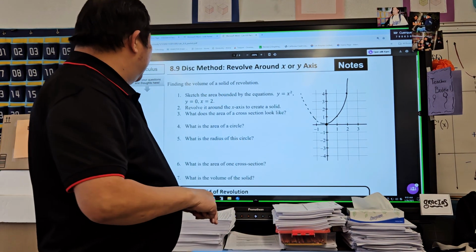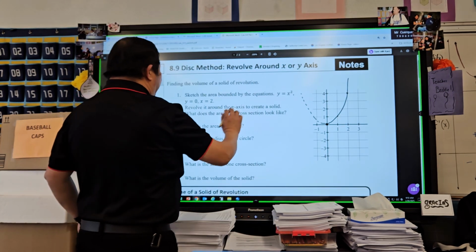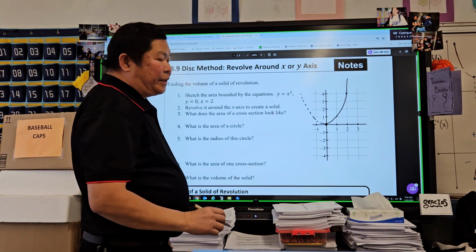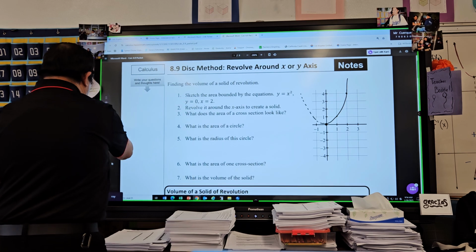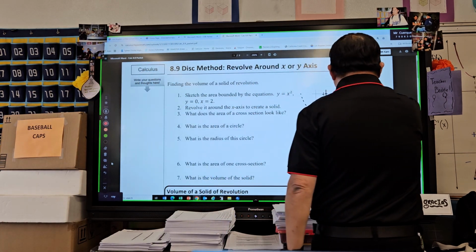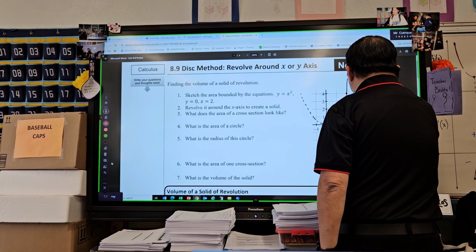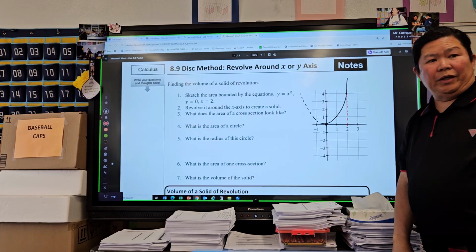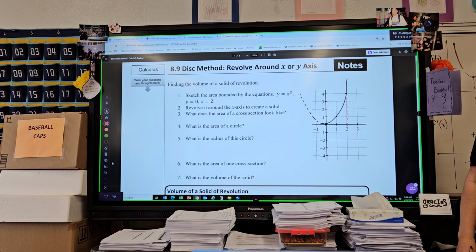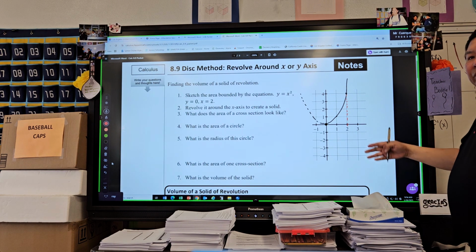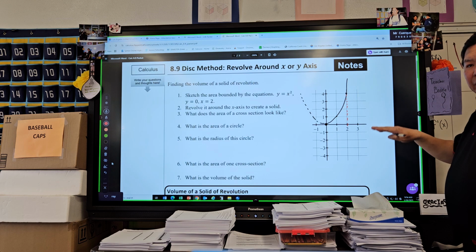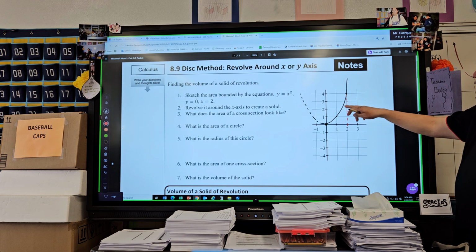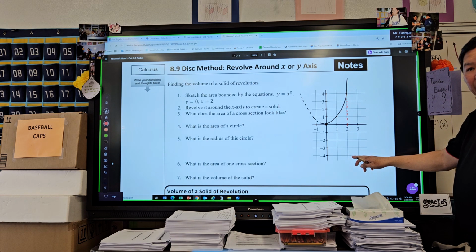Okay, so we sketch and we have x equal to 2. So x equal to 2, x equal to 1. Now, if we try to revolve this one along the x-axis, therefore, we'll get that. This is also right here at -4.